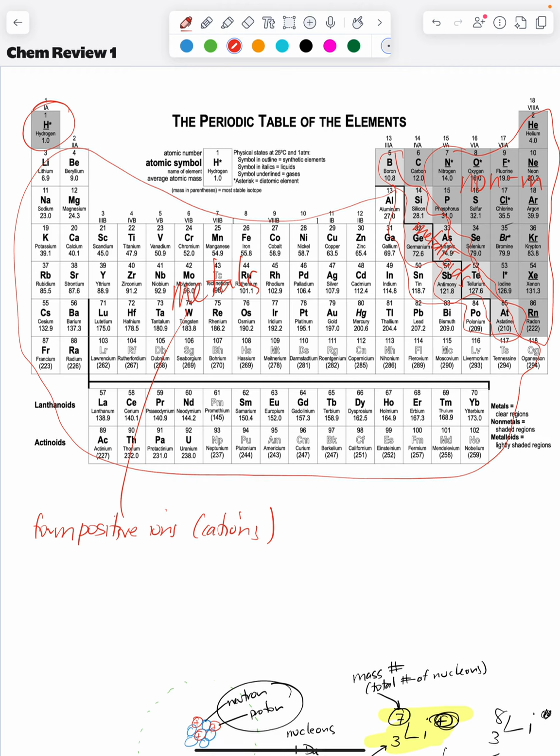Other properties that you should know is that they tend to be shiny solids. These metals typically are all solids. There's only one at room temperature that's not a solid, and that's mercury. And they conduct electricity and heat well.